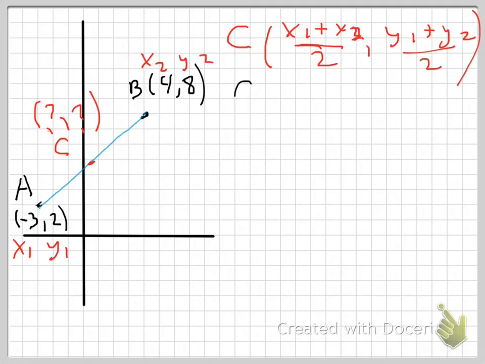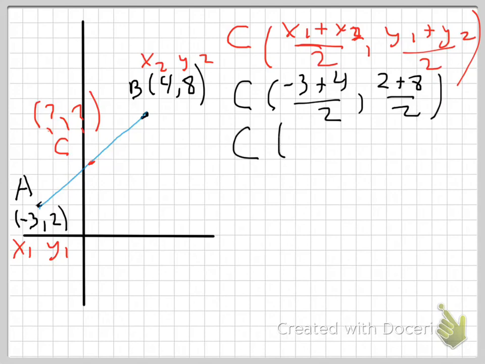Okay, so the x's for C are going to be -3 plus 4 divided by 2, and the y's are going to be 2 plus 8 divided by 2. So the midpoint is going to be 1 over 2, or a half, and the other one's going to be 10 over 2, which is a 5. So the midpoint is 1/2, 5.